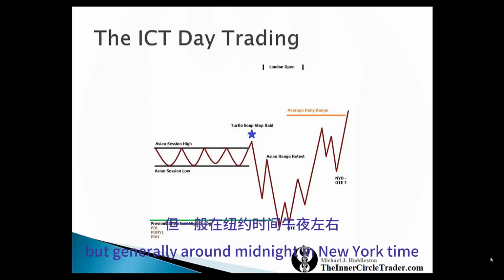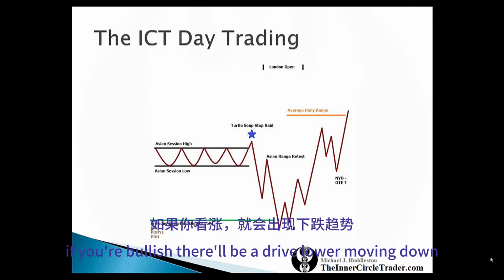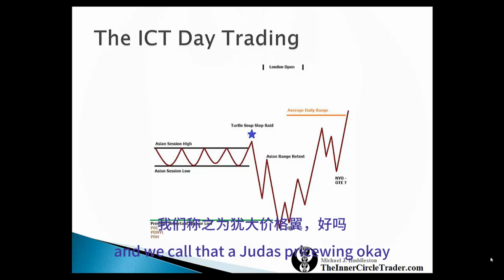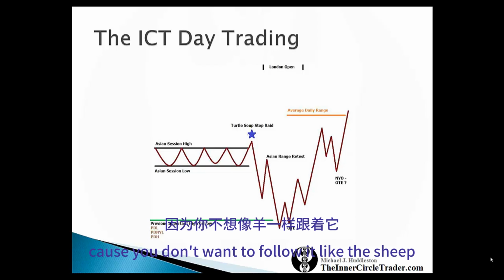But generally around midnight in New York time, there is this initial move, okay? If you're bullish, there'll be a drive lower moving down, and we call that a Judas price swing. Okay, you don't want to follow that, but you do want to anticipate it, okay? Because you don't want to follow it like the sheep.